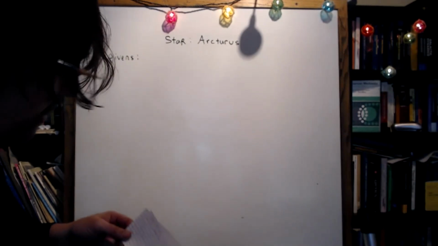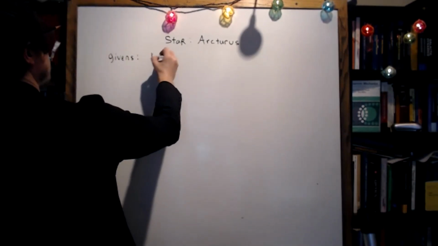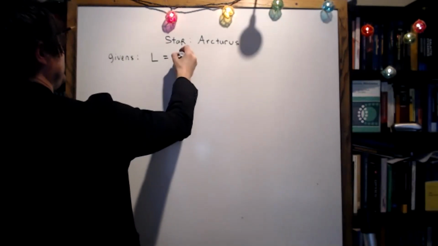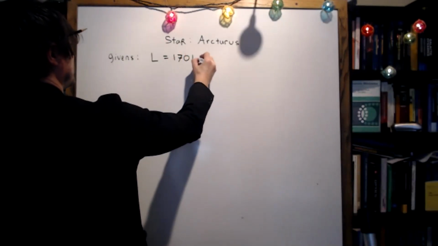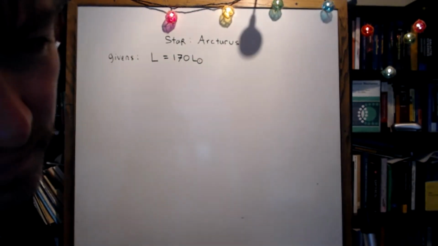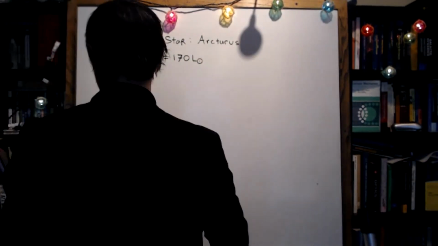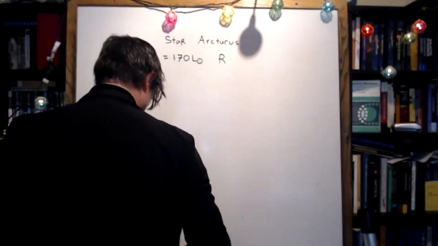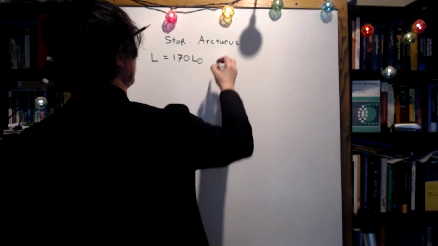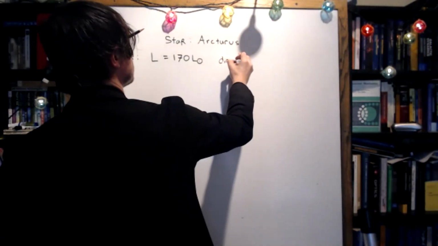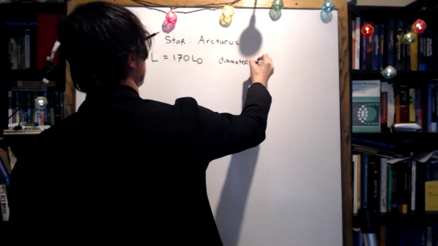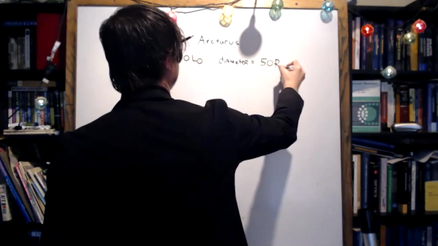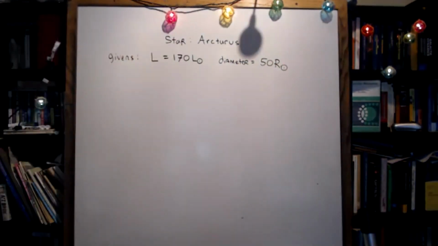First, I'm going to tell you the luminosity of the star. The luminosity is 170 times the luminosity of the sun. I'm going to tell you the radius of the star. Oops, no. I'm going to tell you the star's diameter. The diameter of the star is 50 times the radius of the sun.